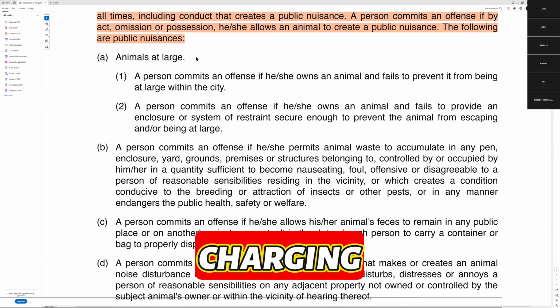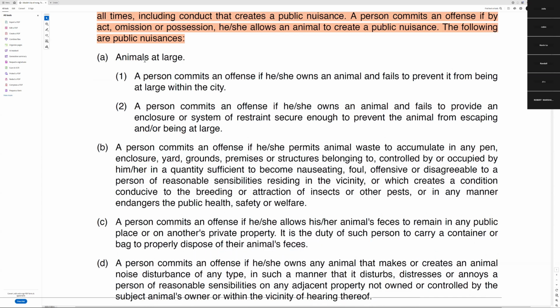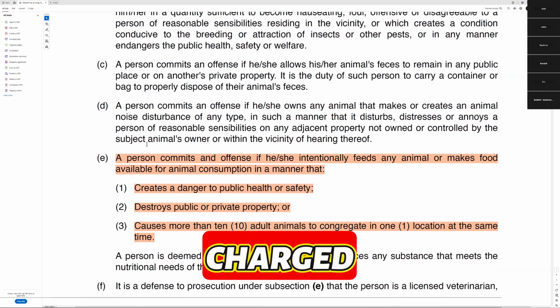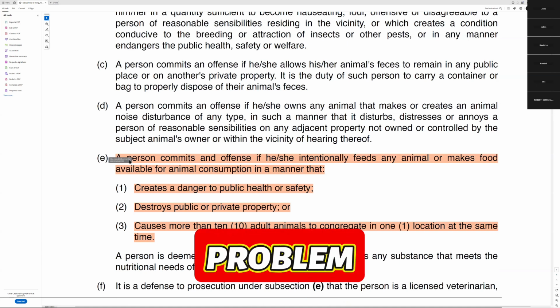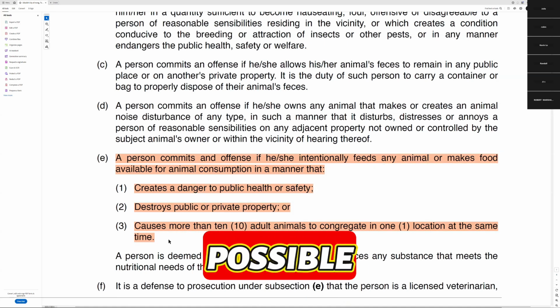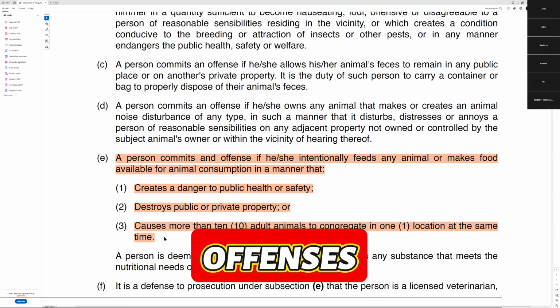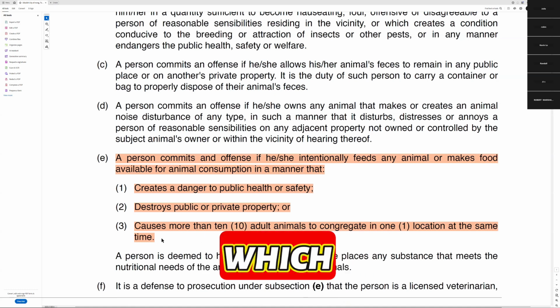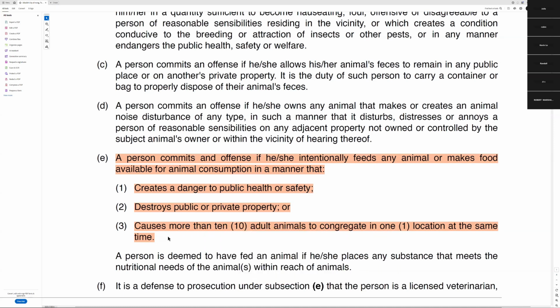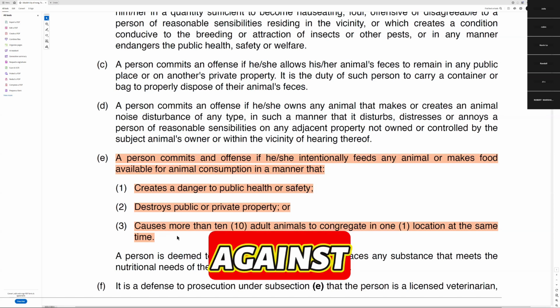Now, they're not charging her with animals at large, in any way, shape, or form. That'll be next time. So A is inapplicable here. They specifically charged her under Section E. The problem is they charged her with three completely different possible crimes or offenses under subsection E, which is why the complaint's invalid, because it doesn't provide any specific charge to make her aware of which one she has to defend against.